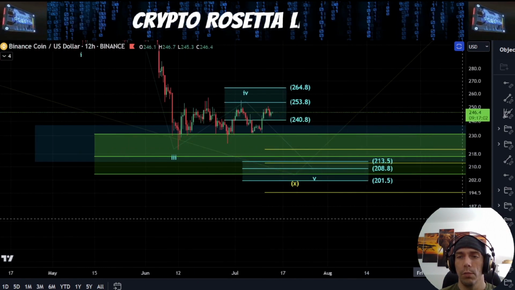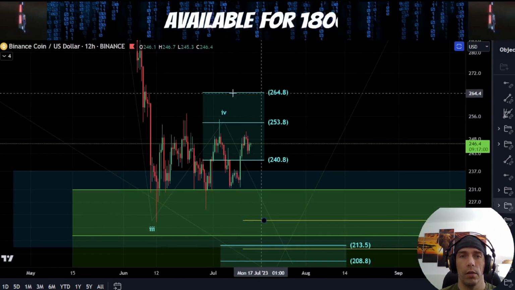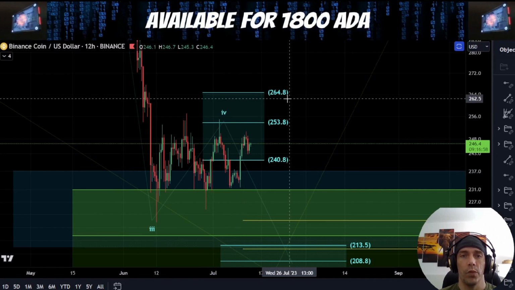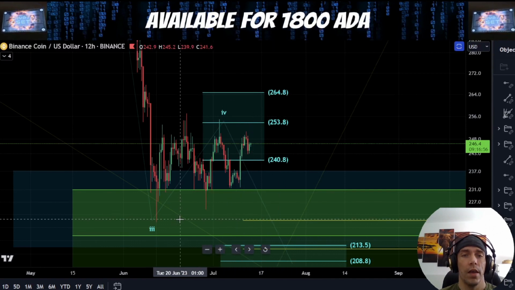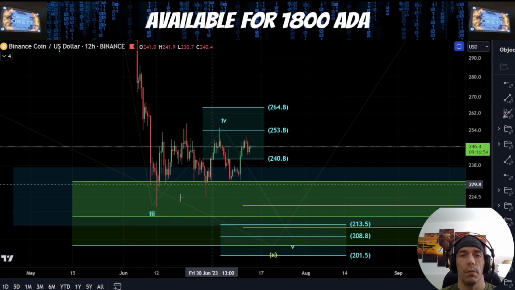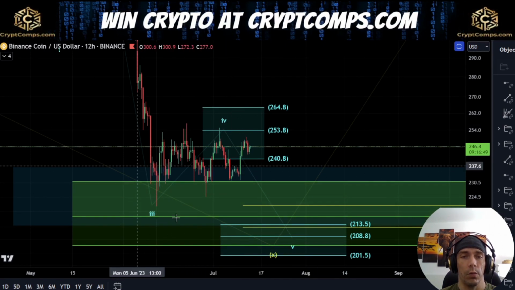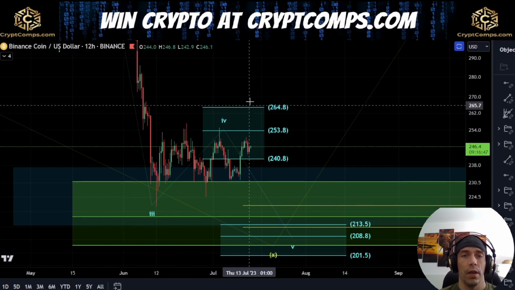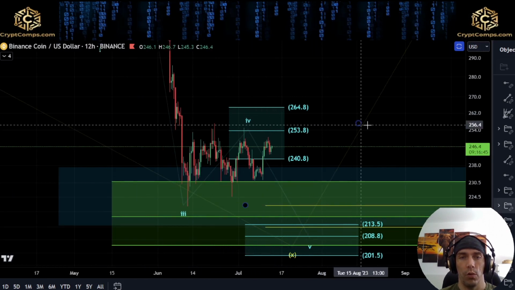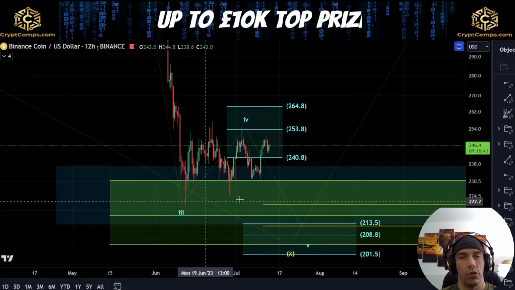But if we do start to break up here and we start to break out of this zone of this 264.8, it becomes more likely we're going to see this continue to the upside here and invalidate this fourth wave. So we need to just be careful with this. There is still potential here to come down one more time, and we are still sitting within this rejection area.